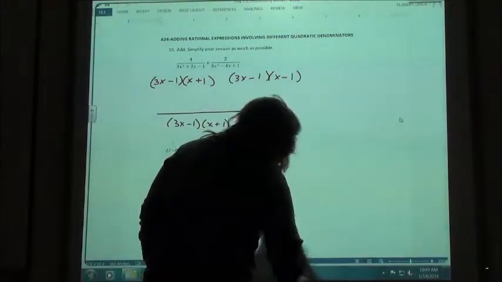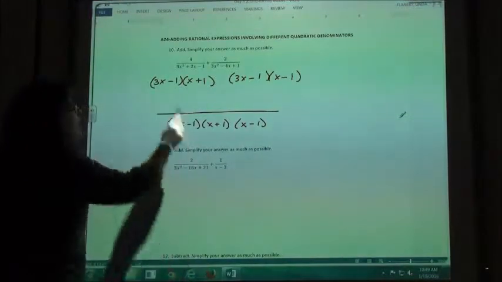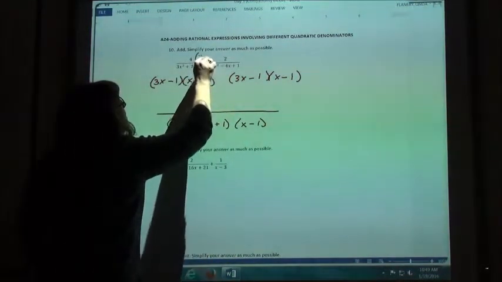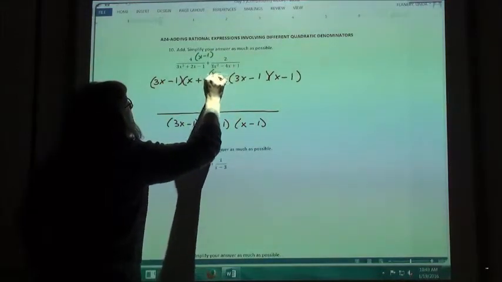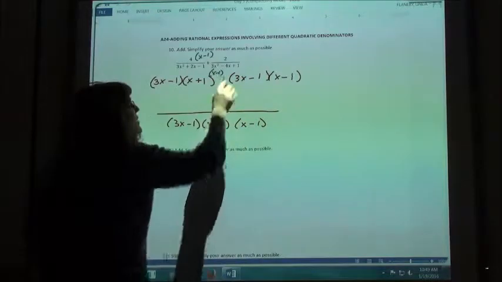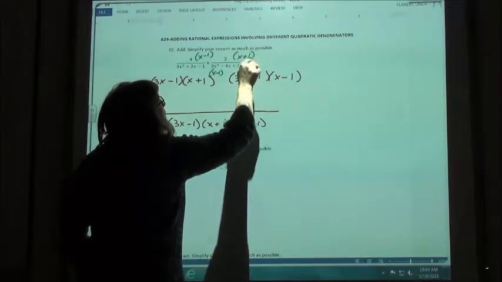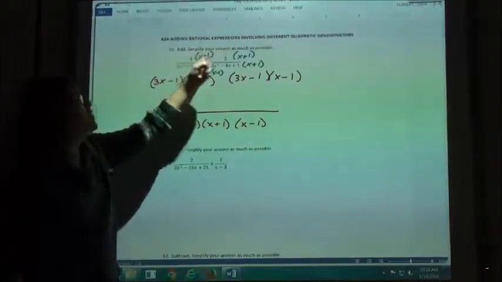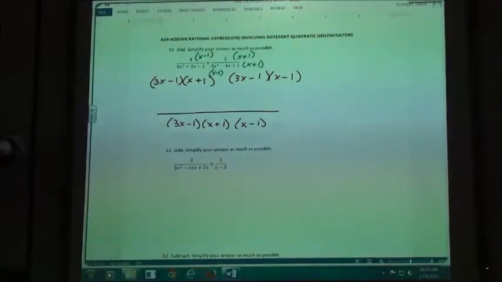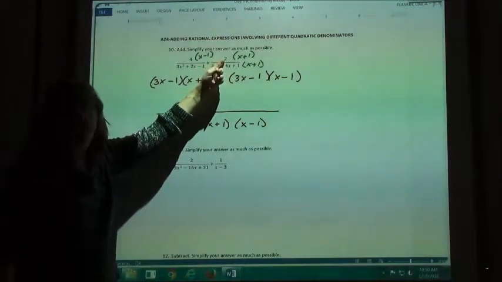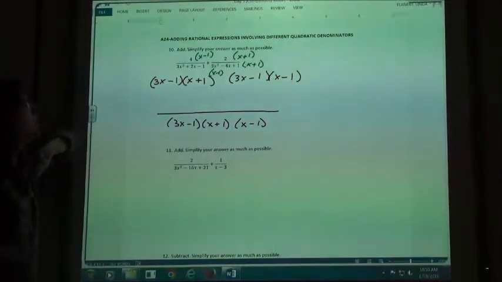So I'm just simply going to make my equivalent fractions. Here I have those two factors. I still need the x minus 1 factor. Here I have this factor and this factor. I still need the x plus 1 factor. So basically I'm just going to use my distributive property there on the top of my fractions. Be careful if this is a minus, because that would make that a minus 2 instead of a plus 2. It's a plus, so I'm all right.